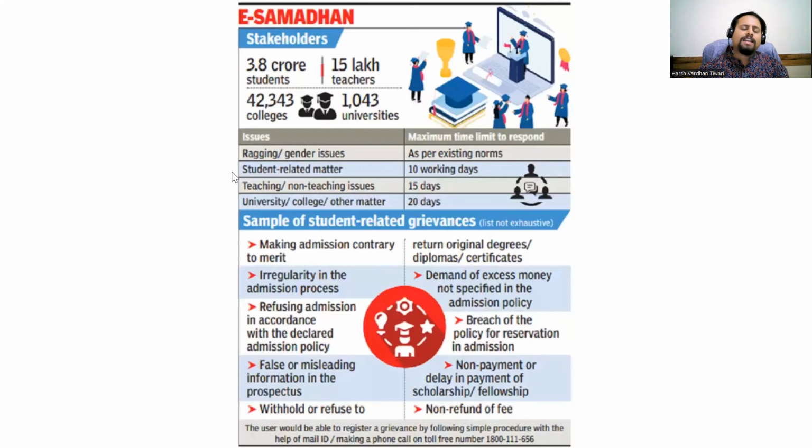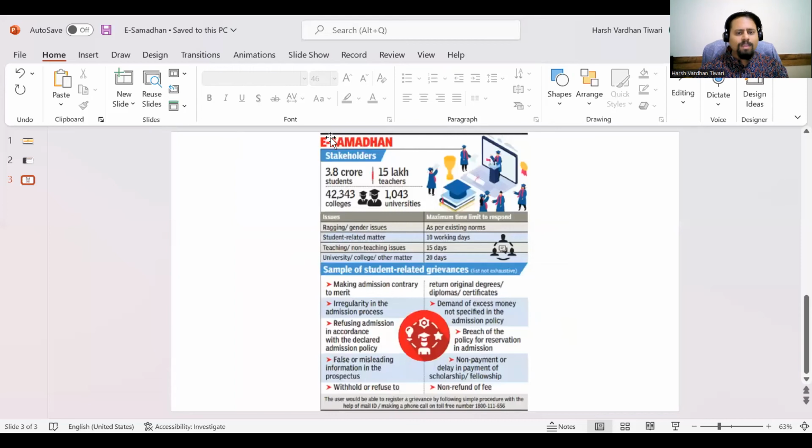But still, coming up with the E-Samadhan portal is a welcome step by UGC, and it will completely usher in a new era in the Indian higher education space. And I am looking forward to going to this portal and seeing what kind of grievances have been added, and in reality we will come to know whether these grievances are resolved or not. So thank you, UGC, and it will surely help the Indian higher education space, especially the student and the staff members. Thank you all.